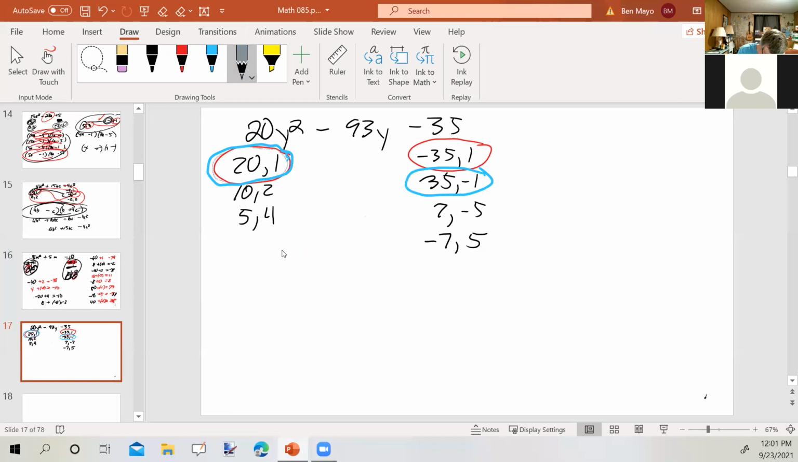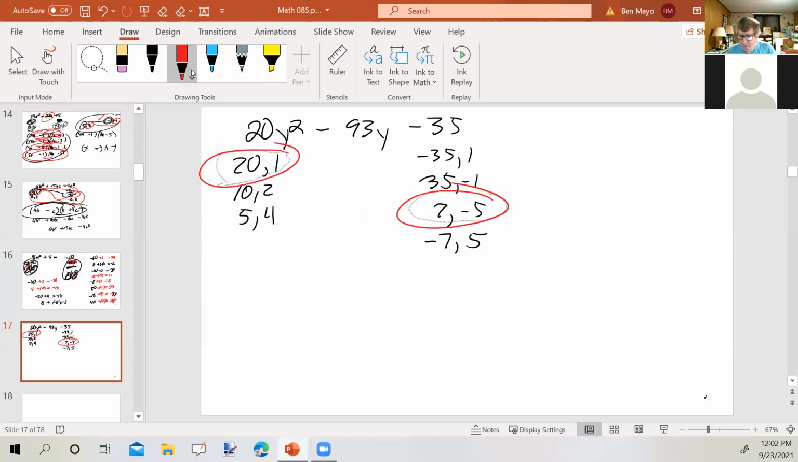Okay. How about we'll do this one with that one. 20 times 7 is 140. 1 times negative 5 is negative 5. 140 plus negative 5 is 135. That didn't work. Switch them around. 20 times negative 5 is negative 100. 1 times 7 is 7. Negative 100 plus 7 is negative 93. Bingo, we have a winner on aisle 7. Okay, so it's this and this.